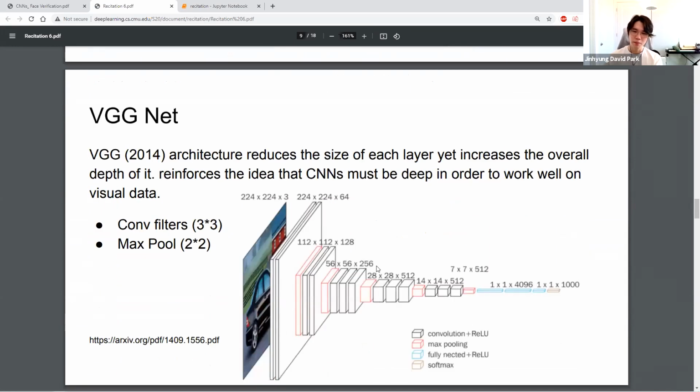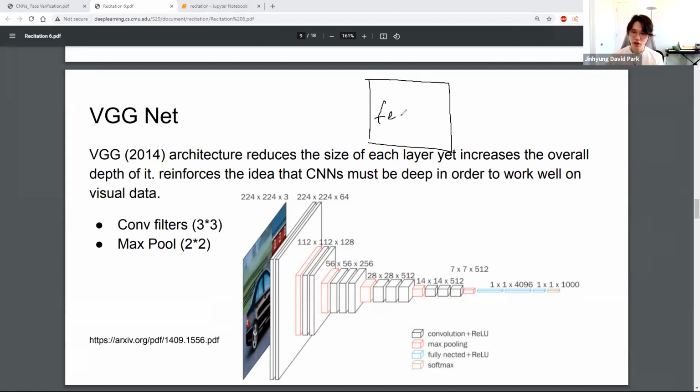VGGNet was a paper a few years after Alexnet. A couple of takeaways from VGGNet is that it stacked a bunch of identical convolution layers in blocks. It also demonstrated the idea that CNNs must be deep in order to work well on visual data. And this is a common trend when designing CNNs. You design a general block, and one of the most important parameters that this block takes in is feature size. This is analogous to the size of the linear layer in MLPs.